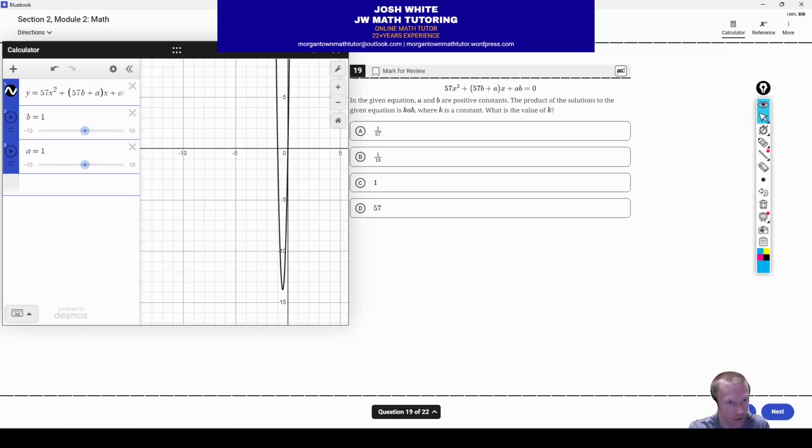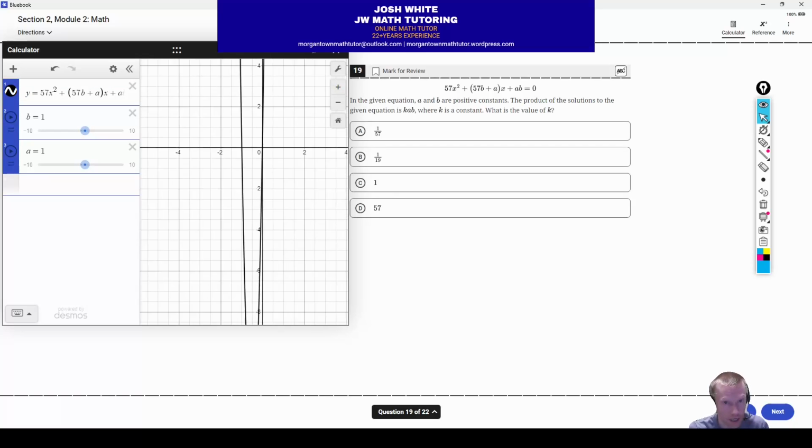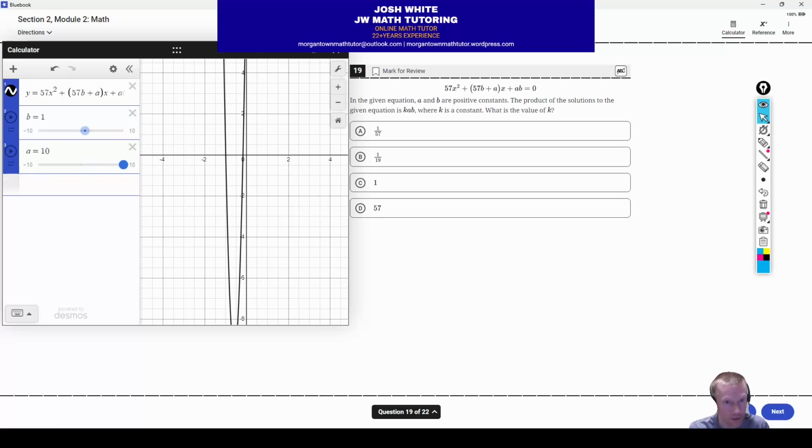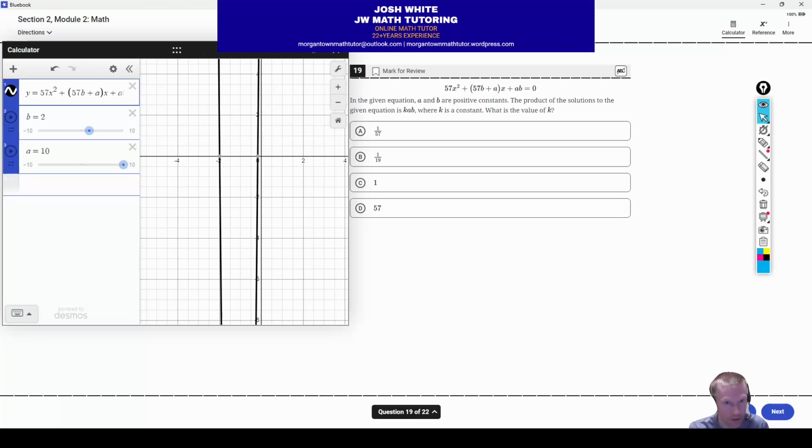All right, we're going to add a slider for both A and B. And I'm going to adjust the sliders. Let's see, yep, that's direct line 2. Okay.